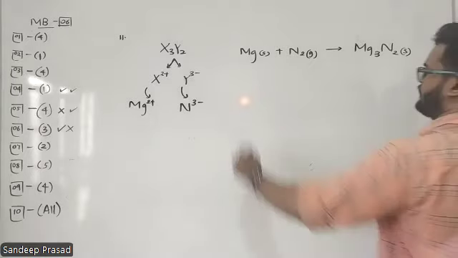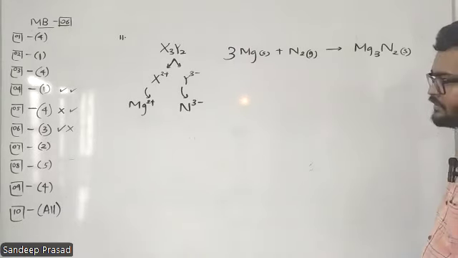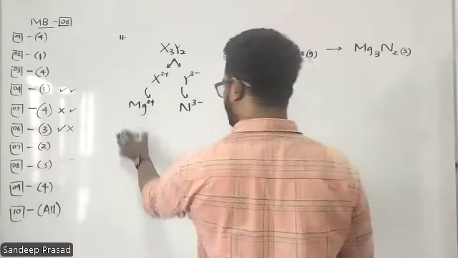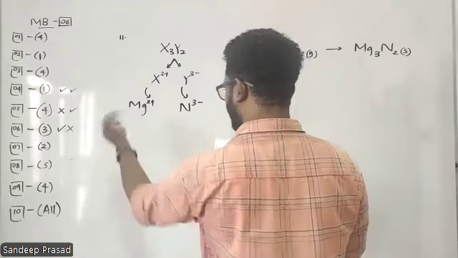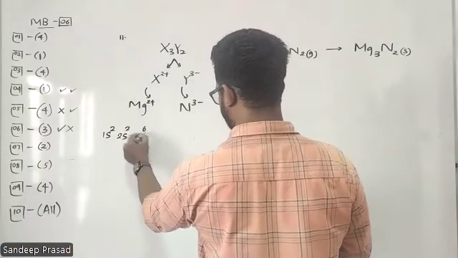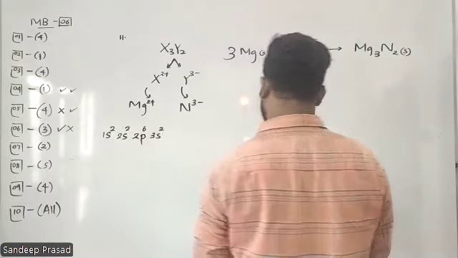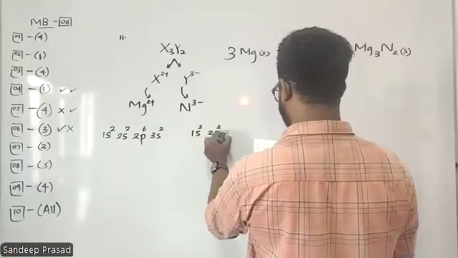To balance the reaction, we can put 3 here, magnesium nitride. So magnesium is a group 2 element. Do we have that kind of a configuration? Exactly, they have given magnesium's configuration. 1s2, 2s2, 2p6, 3s2. Then nitrogen configuration is 1s2, 2s2, 2p3.